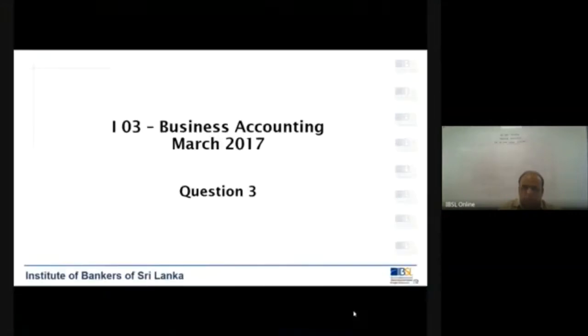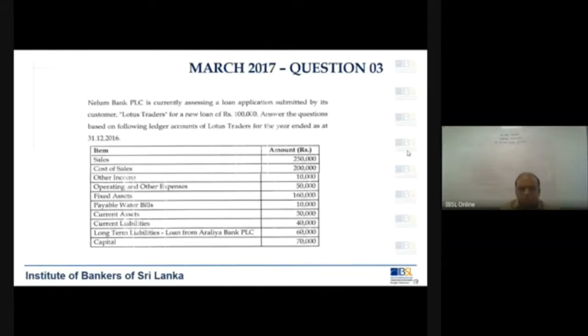So look at this past paper question which came in March 2017, and this is a separate essay type question which is for 20 marks. So let's look at it. Nelum Bank PLC is currently assessing a loan application submitted by its customer Lotus Traders.